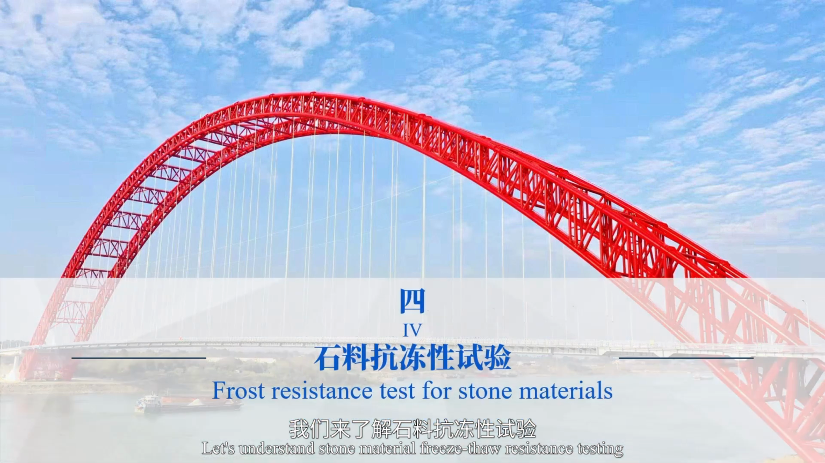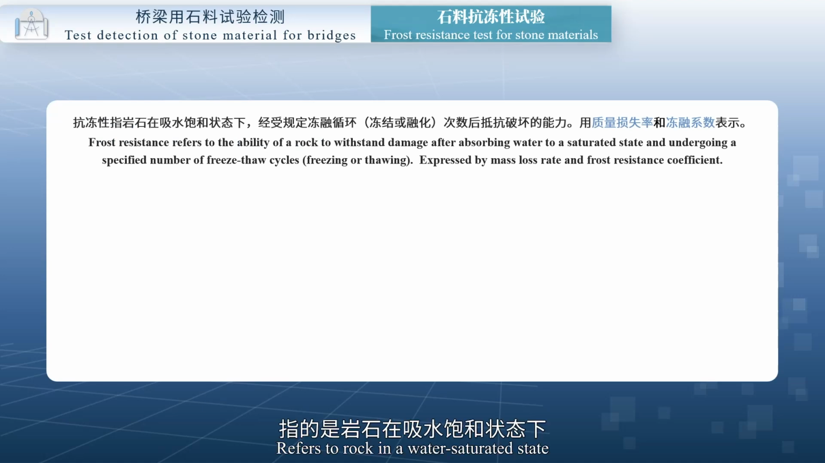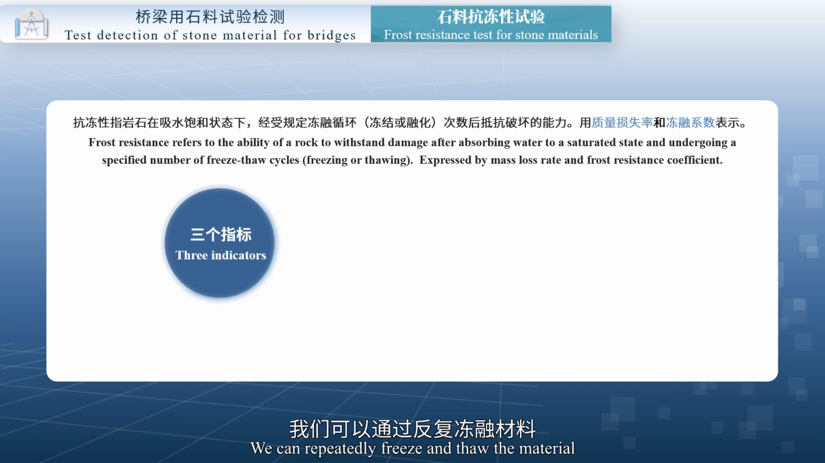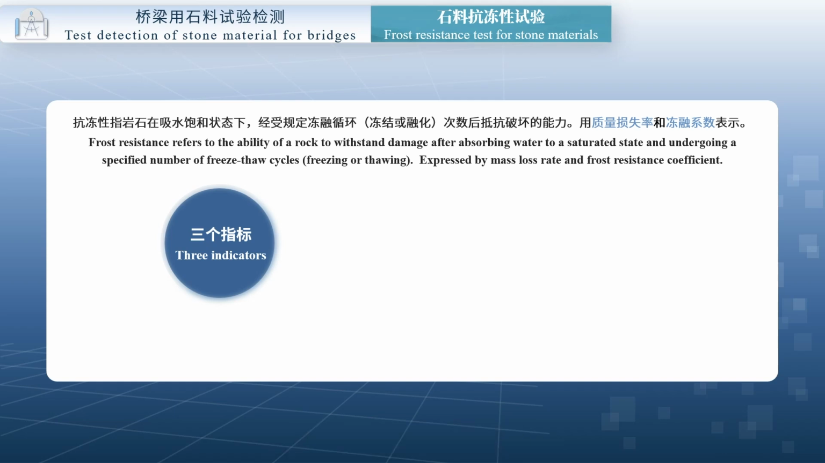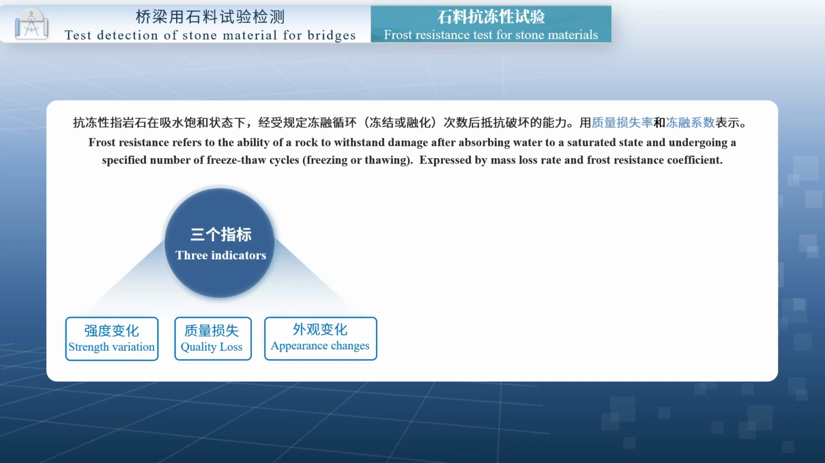Let's understand stone material freeze-thaw resistance testing. Freezing resistance refers to the resistance to failure of rock in a water-saturated state after specified freeze-thaw cycles. Freeze-thaw resistance is usually measured and expressed by the rate of quality loss and the freeze-thaw coefficient. We can repeatedly freeze and thaw the material, then observe strength variation, quality loss, and appearance changes. These 3 indicators are used for evaluation.